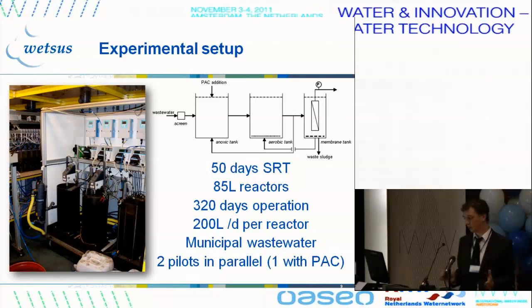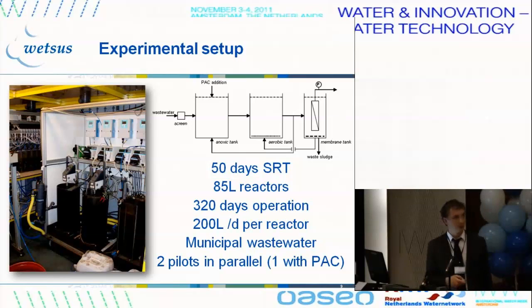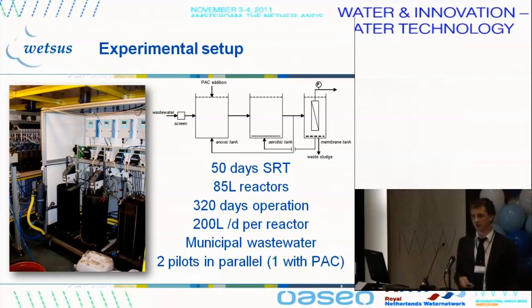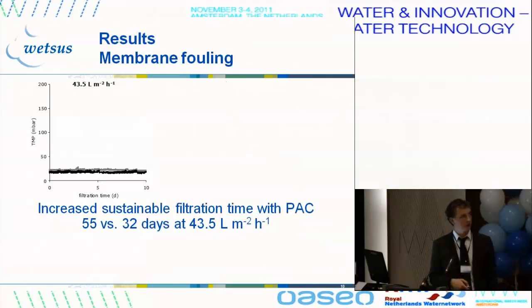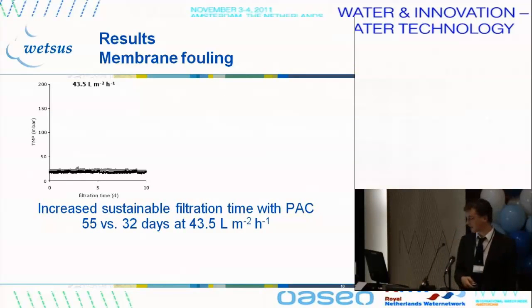We ran it for almost 1 year, and we were running on real municipal wastewater. Both of them had the same membrane and the same wastewater at the same time. They were both encountering the same variation in the temperature and in the concentration. So first on the membrane fouling, we were running the reactors at 43.5 liters per square meter per hour. And what we could find is that the sustainable filtration time, which is the average time between cleanings, was 55 days with the activated carbon compared to 32 days without.